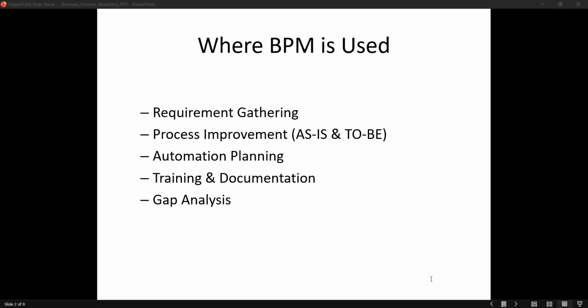BPM is used in several areas across a project life cycle. During requirement gathering, diagrams help visualize the current and expected processes. In process improvement, BPM supports as-is or to-be analysis. It is also used for automation planning, where we evaluate which steps can be automated. Additionally, BPM is useful for training documentation and conducting gap analysis by comparing the current state with the desired future state.